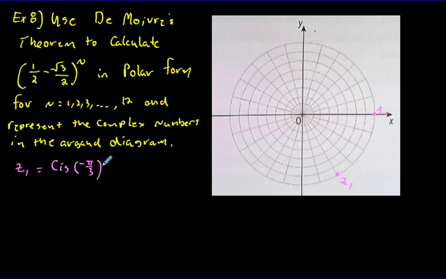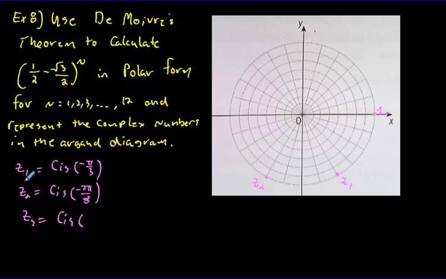Good. And then if we square it, we'll call it z, our second complex number. It's when we square this number. 1 squared is just 1. We're going to have cis, using De Moivre's theorem, of negative 2 pi over 3, right? Good. So negative 2 pi over 3 comes right here. That's z2.